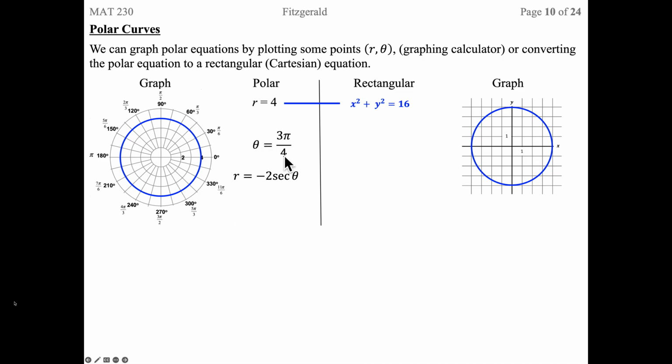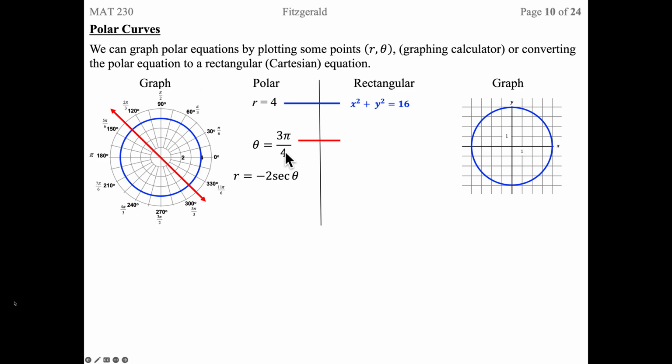Theta is equal to 3 pi over 4. There's no radius here, so I go to 3 pi over 4. Okay, that's this line right here, 135 degrees. I can have any radius I want. Okay, that's this slanted line right here. We'll do this in red. Okay, well that's a linear line. It looks like it has a slope of -1.